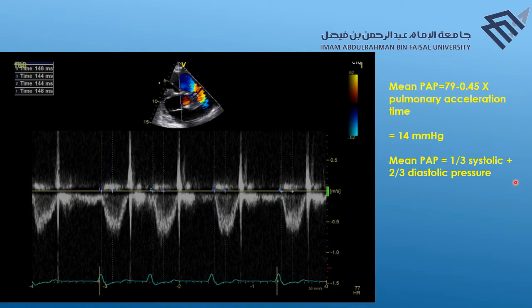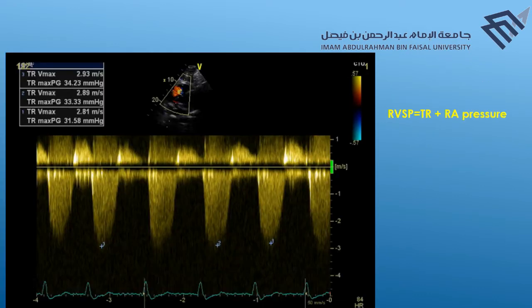So our systolic pressure cannot be 100 or 120. And this aligns with the tricuspid regurgitation jet, as you noted before. We got a peak pressure gradient average of 32 millimeters of mercury.